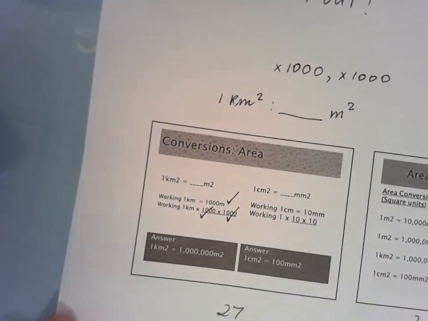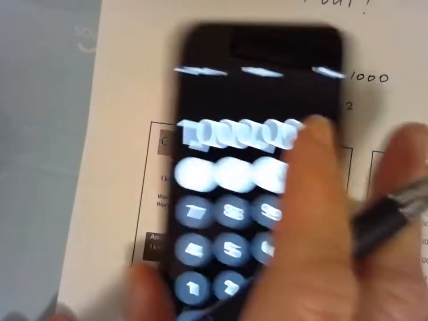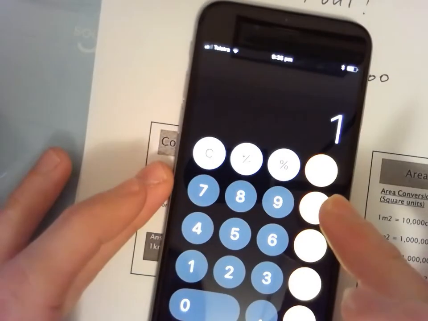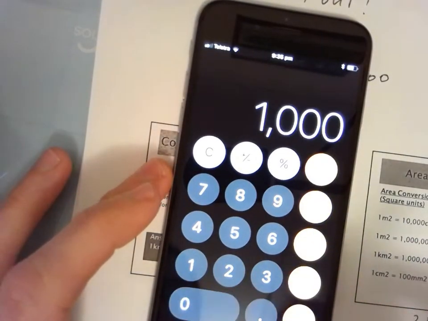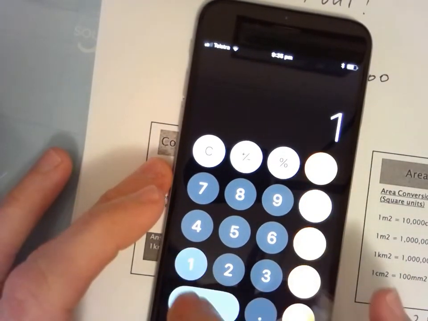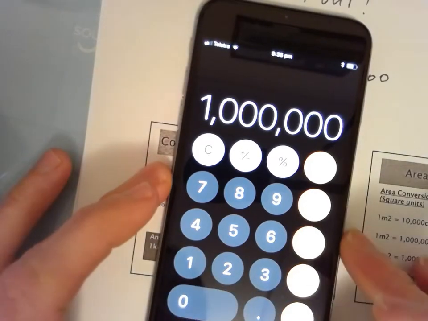Let's have a quick look at that. Okay, so I'm starting with 1 kilometer squared. I've got to multiply by 1,000, and I've got to multiply by 1,000 again, so I get 1 million.